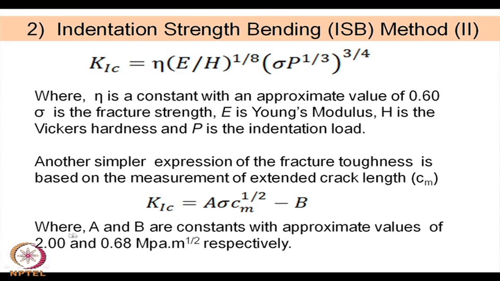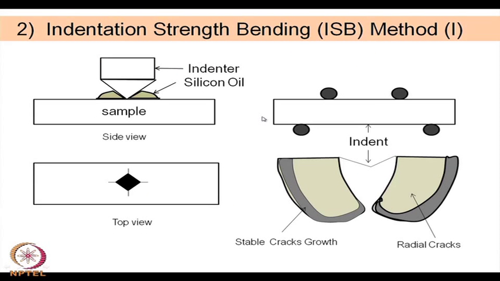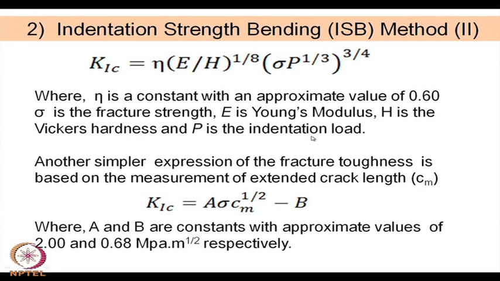Another simple expression for the fracture toughness is based on the measurement of extended crack length cm. This is again an expression using, instead of c, a cm, which is an extended crack length, where a and b are constants with approximate values of 2 and 0.68 MPa per meter to the power half, not meter square, respectively. So, basically what we are saying, there are different techniques of measuring the indentation hardness and the fracture toughness. So, either by making a notch or making an indent, or the third one is making an indent followed by fracturing the sample.